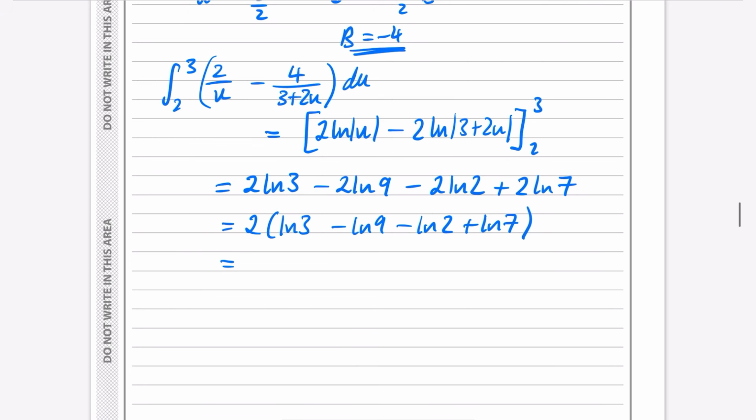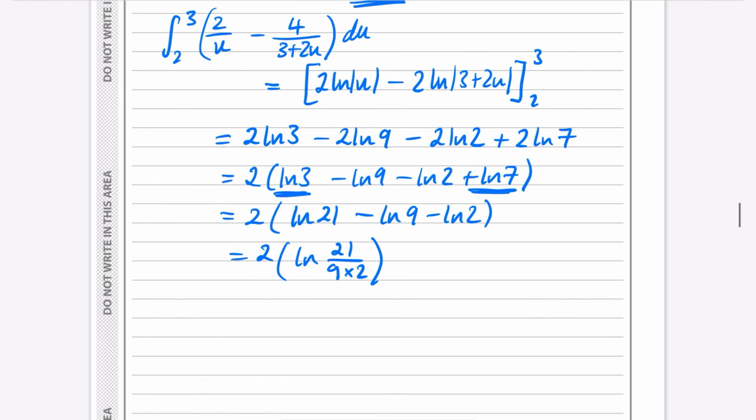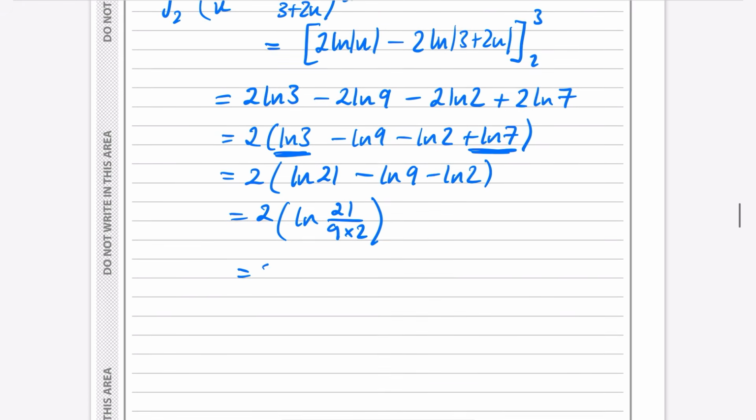So we can do the adding ones first. That is going to be multiplying those two numbers together. 3 times 7 is 21. And then I'm going to do these two, that is minusing ln 9 minus ln 2. So that is ln of 21, we divide it by 9, and we also divide it by 2. So we have the ln of 21 over 9 times 2, which is 2 ln of 21 over 18.